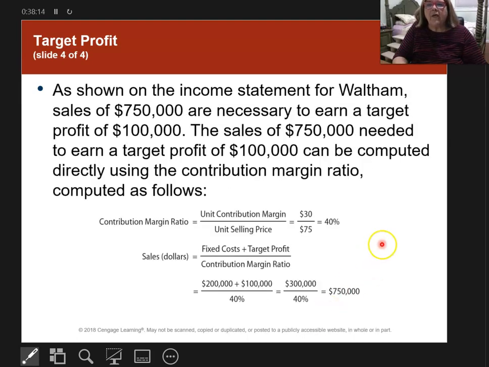And by the way, it can actually also be calculated with a ratio or a percent. I'm sorry about that. So if I know that I need 750,000 in sales to profit 100,000, I can actually use it straight with my contribution margin ratio by following this format here. Okay, so this is target profit.